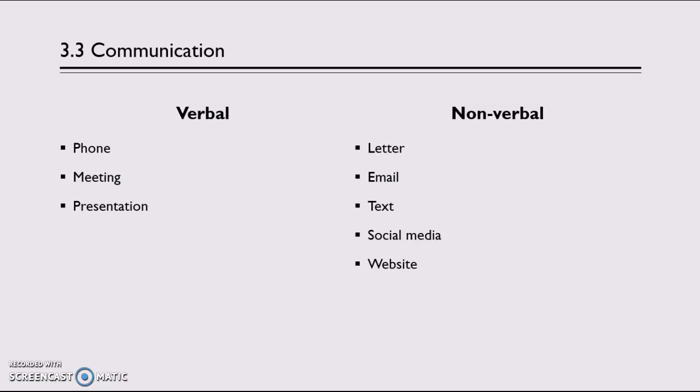You've then got non-verbal communication, and that often means that you have some sort of record as well, because you're not talking, you're sending a letter, a text, or whatever. Again, you've got a certain number there. You've got 5 non-verbal communications: letters, emails, text, social media, and website. Obviously, it depends on the situation and the information you're trying to communicate as to which one of these is the best to use.